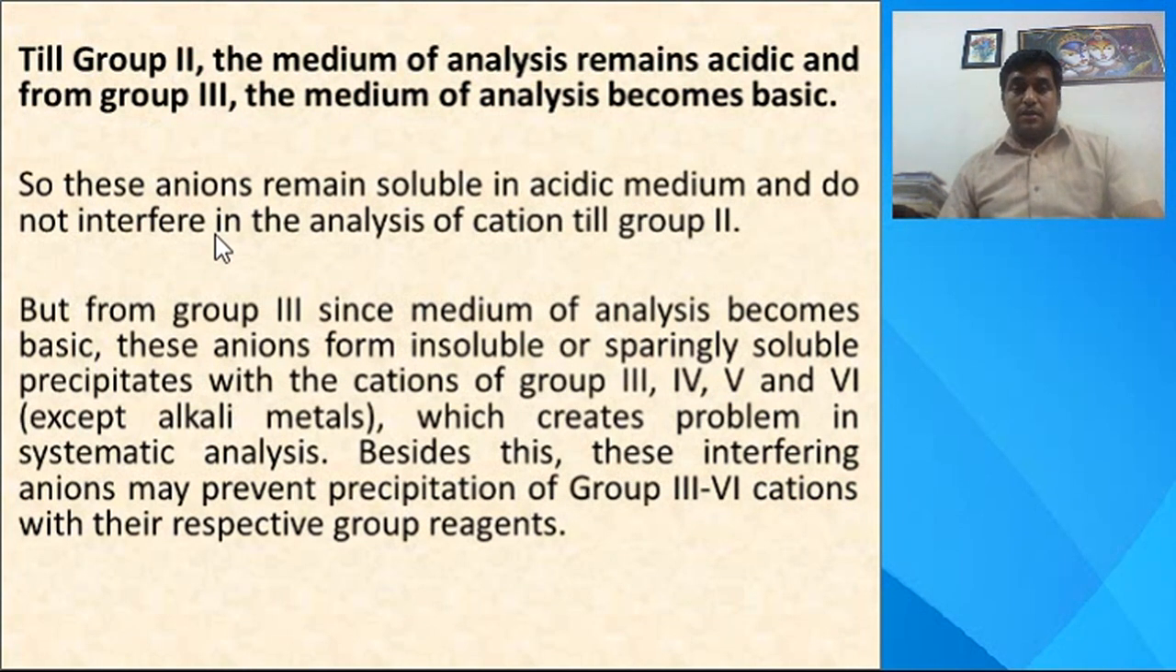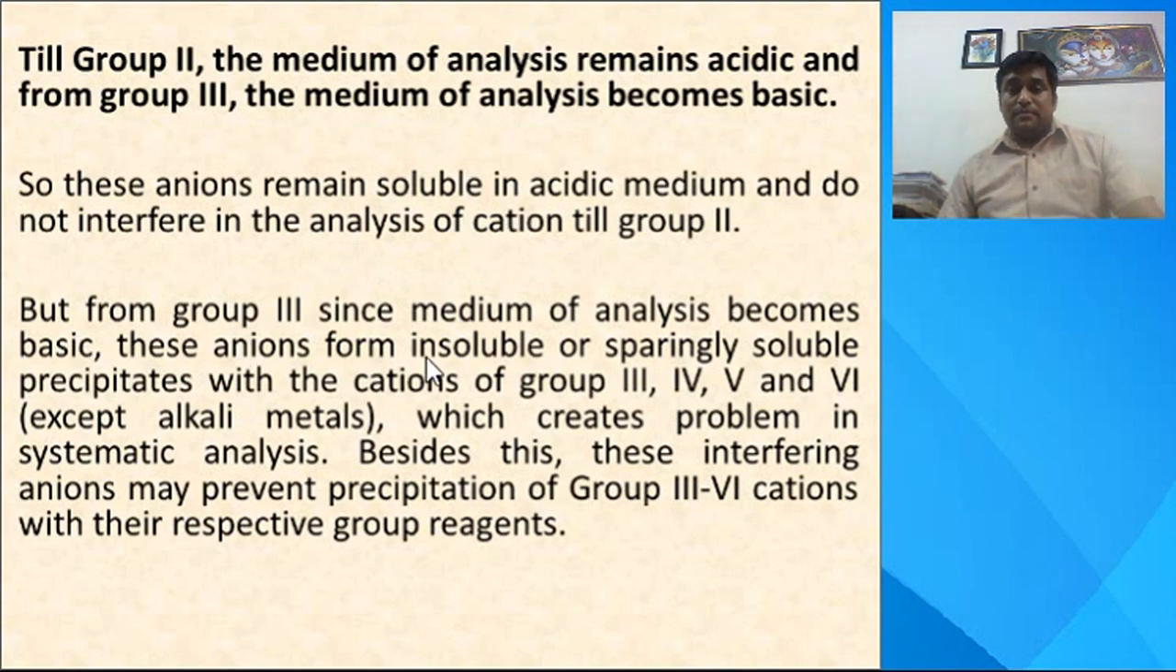If you recall the analysis of cations, the group reagents we use in group 1 and group 2 are in acidic medium. The medium of analysis remains acidic till group 2. Once we move beyond group 2, the medium of analysis becomes basic. There we add ammonium hydroxide in the presence of ammonium chloride, so the medium becomes basic. So how does this medium change decide whether those anions are going to interfere in the analysis of cations or not?